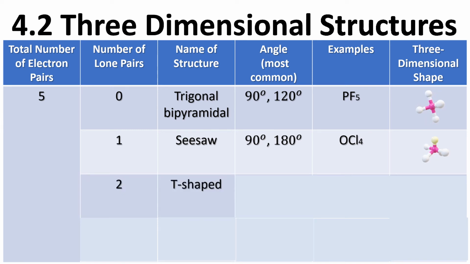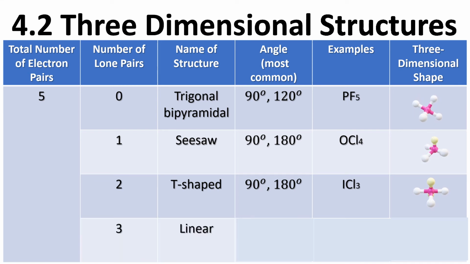2 lone pairs is what we call a T shape, and that looks like that. So you can see it's all flat. It's essentially like a T with an extra line, I guess, in the back. And with 3 lone pairs, now we actually get back to a linear molecule, and you can see it there. We've got the 180. So those lone pairs have a great effect on all of these molecules.